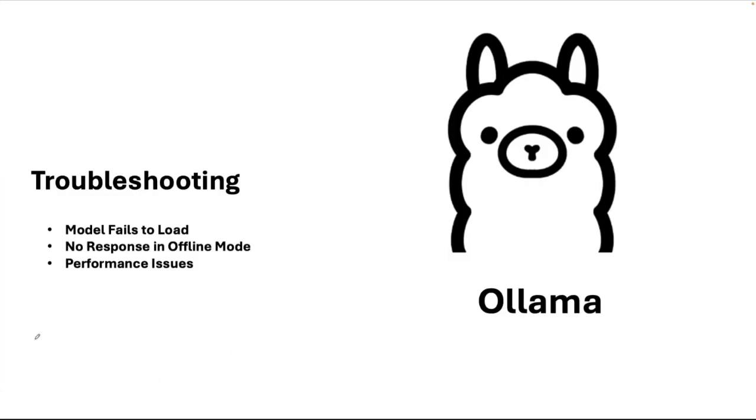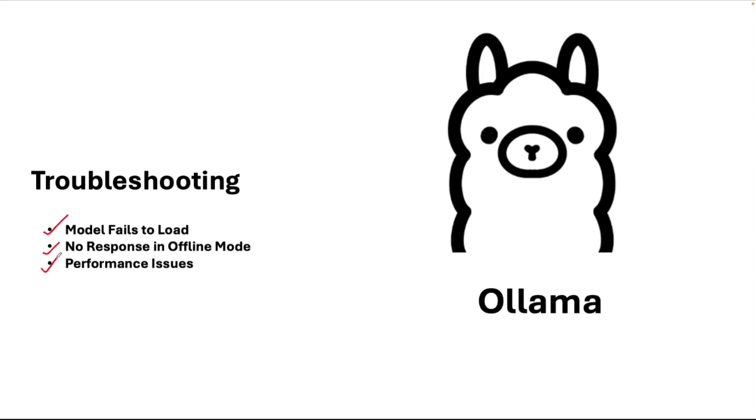All right. Now let us see some troubleshooting steps, because when you try to create this setup, you may encounter some issues, mainly like these three: model fails to load, no response in offline mode, or performance issues. Now, when the model fails to load, you need to ensure that you have enough disk space and RAM, that is mentioned in the prerequisite. Then you need to verify that the model which you are trying to download is listed in the Ollama app. When you launch the Ollama app, I showed you that there is a list of models which are supported by Ollama. So you need to make sure that the model which you are trying to download is part of that list.